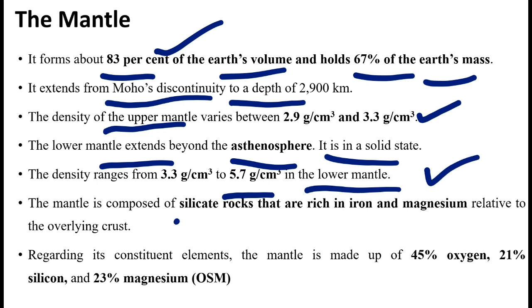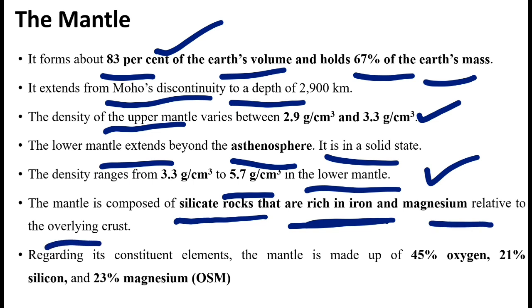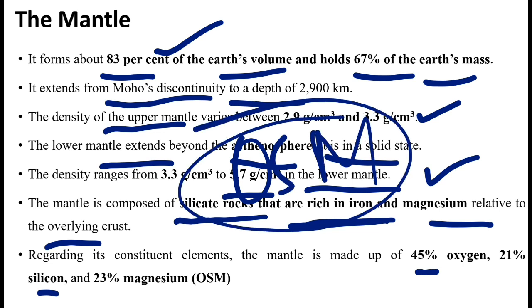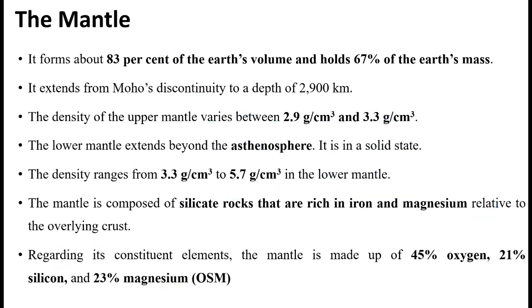The mantle is composed of silicate rock that is rich in iron and magnesium relative to the overlying crust. Regarding its constituent elements, the mantle is made up of 45% oxygen, 21% silicon and 23% magnesium. So overall, the mantle contains OSM, that is oxygen, silicon and magnesium.